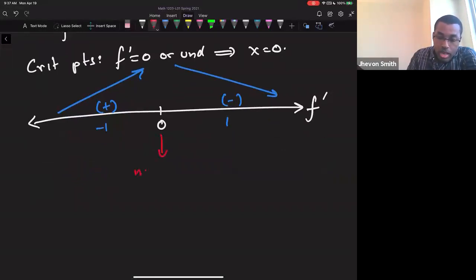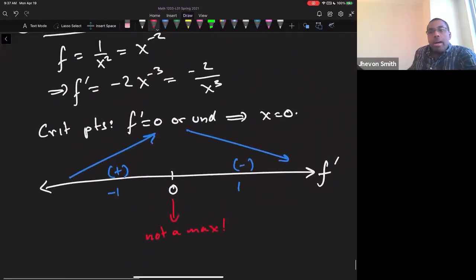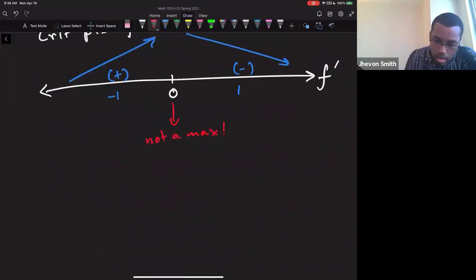Right. So this is not a max. Why? So I know it looks like a max, but it's actually not. Why is it not a max? Isn't it because it's not in our domain? It's not in the domain. That's why step one is important. Zero is not attainable for us. So even though zero seems to behave like a max in the first derivative test, it's not a point that we can actually be at because it is not in the domain.